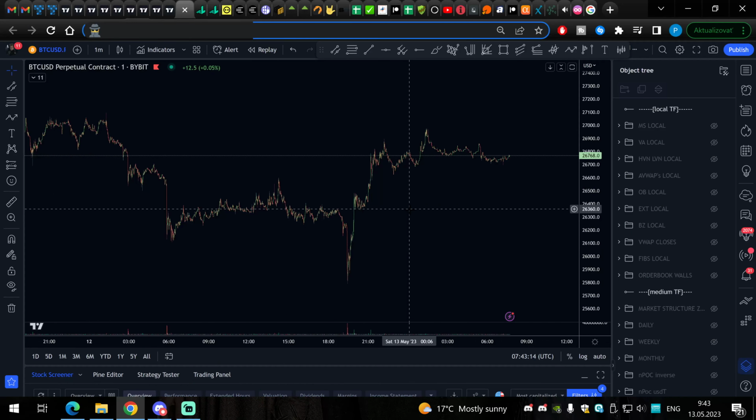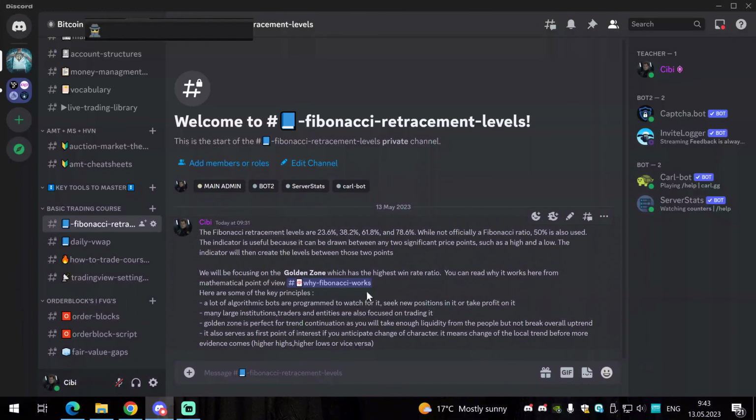The Fibonacci retracement levels actually are one of the most popular tools in the world. I found out in my years of experience of trading, they are really working strongly, especially in the golden zone. I will show you. I took thousands of trades with it, so there is very big data behind it, and we will be discussing why it works so well. You can also open this section here, why Fibonacci works, and you will see why it works from the psychological and mathematical point of view.